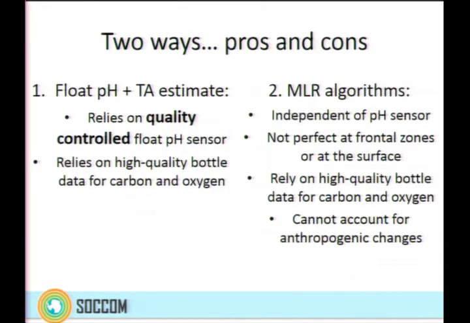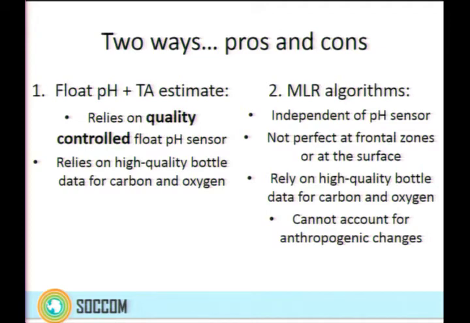Both of these have their pros and cons. From the float pH, you really need high quality data. So it's got to be quality controlled, and having a quality controlled sensor relies on having high quality bottle data. The algorithms also depend on having high quality bottle data. They're independent of a pH sensor, but they're not perfect.